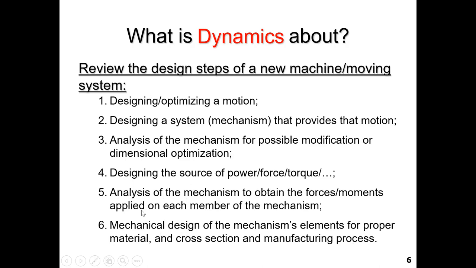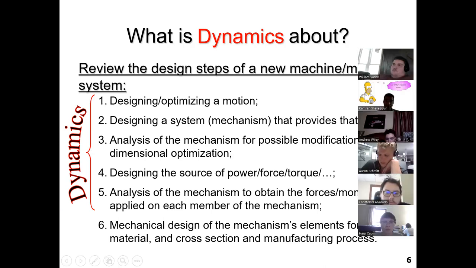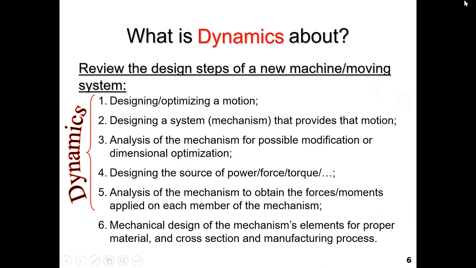But if you look at the entire six or maybe eight steps of designing a system with moving elements like a windshield wiper, these parts are all part of dynamics: creating a motion, a mechanism that does that motion, analyzing, applying the forces, and all of that. So you see, when you have a moving system, I just gave this example to show you the importance of dynamics. If you have a system with moving elements, the majority of the work you have to do to design it goes into dynamics. So please pay attention to this course, do the homework, and hopefully we go somewhere.